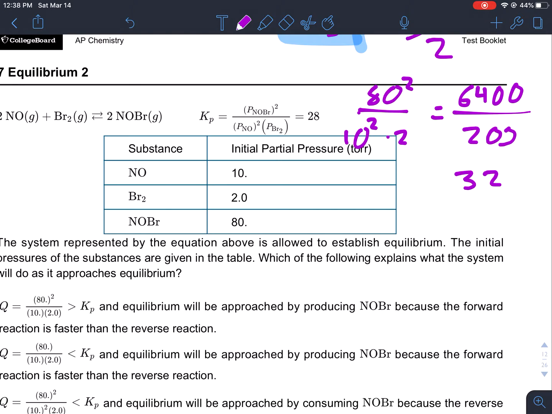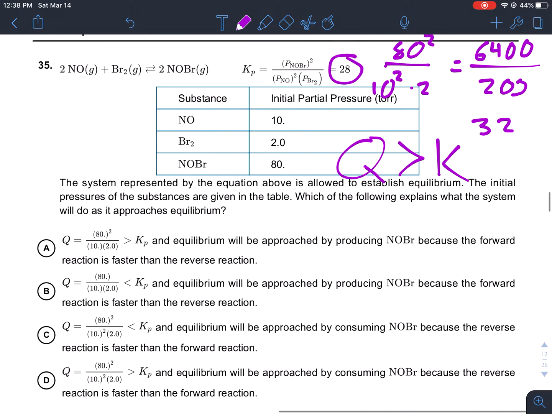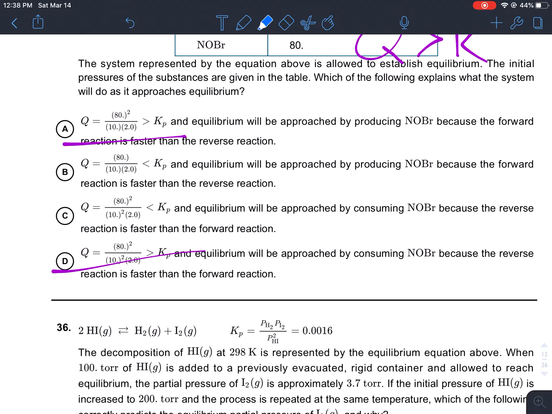All right. So, but what does that tell me? Q is greater than K then, because K is supposed to be 28. If Q is greater than K, first I've got to find the answers that say Q is greater than K. This says Q is greater than K. This says Q is greater than K. So it's between A and D. You know what? Right there, I don't even need to read it. Notice this 10 is not squared, but that 10 is. The correct answer is D.